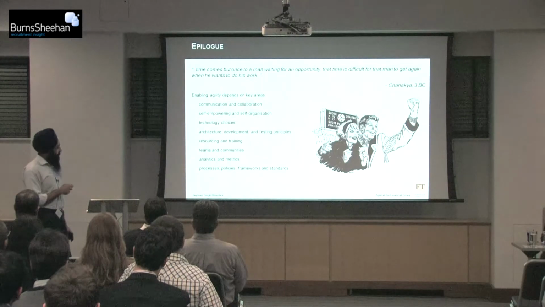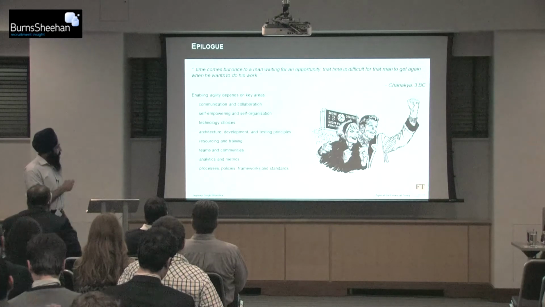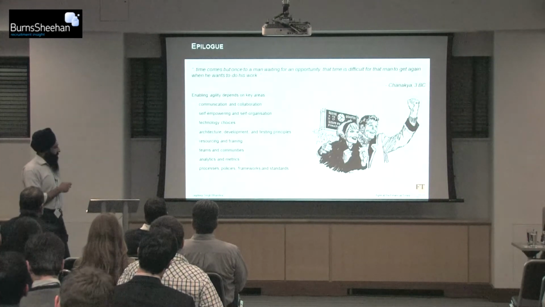Analytics and metrics. This is basically allowing us internally within technology to feed on what we're building and improve it, but at the same time for the business to understand what we're delivering as well. And it's a two-way process. And finally, processes, policies, frameworks, and standards. There is a ring fence we have to work within. It's making sure that ring fence doesn't hinder what we deliver, but at the same time is flexible enough to actually get out what we need. And that's it. Thank you.